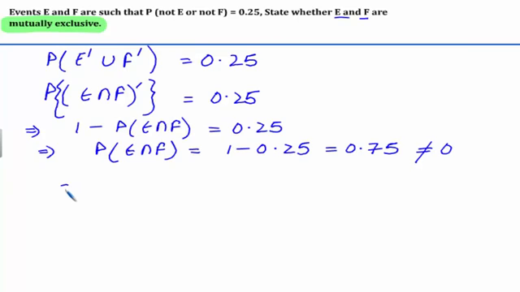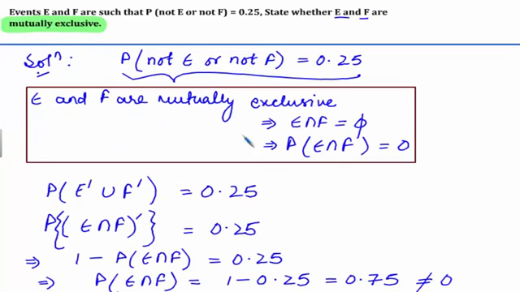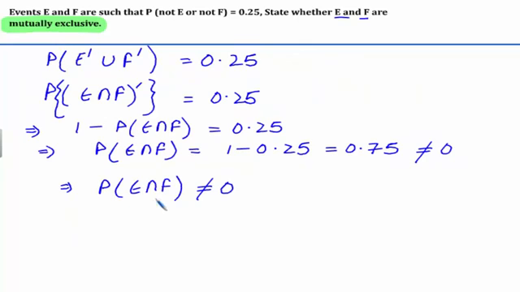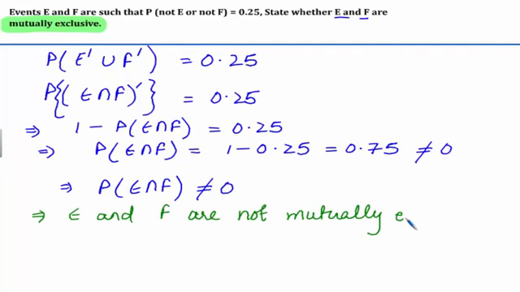to 0. This implies that probability of E intersection F is not equal to 0, and E and F are mutually exclusive only if probability of E intersection F is equal to 0. So here we get that probability of E intersection F is not equal to 0. This implies that E and F are not mutually exclusive. So this completes the solution.